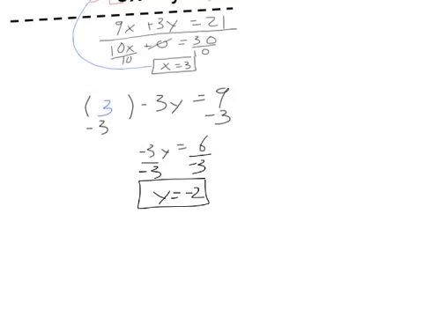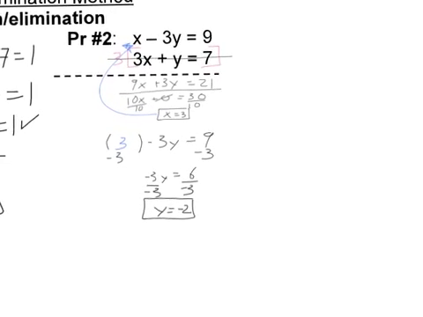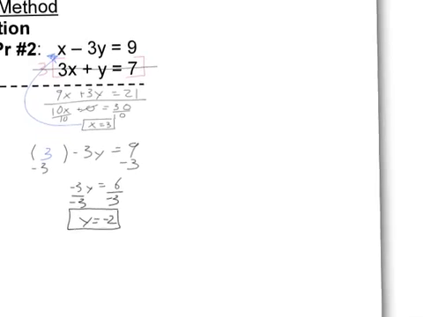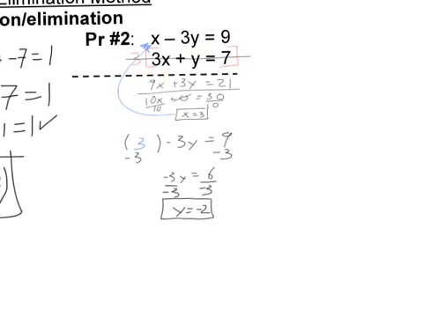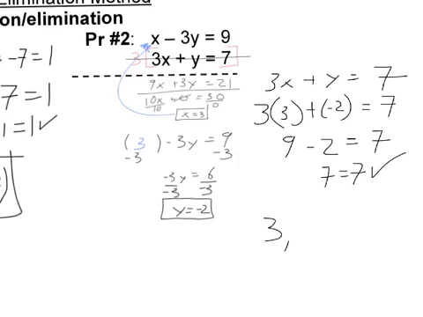Alright, so there's my 2 things, but remember I should check it. I'm going to check it with the one that I didn't use. So I'm going to check it with 3x plus y equals 7. And I don't really need to rewrite it, but 3 times my x is 3 plus my y is negative 2 equals 7. 3 times 3 is 9 minus 2 equals 7. And sure enough, it works. 7 equals 7. So my answer is going to be 3 comma negative 2.